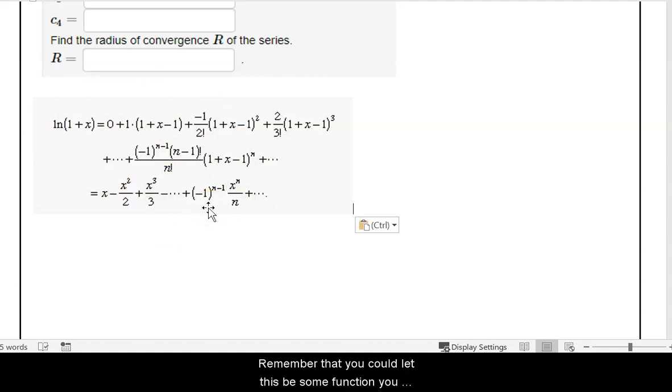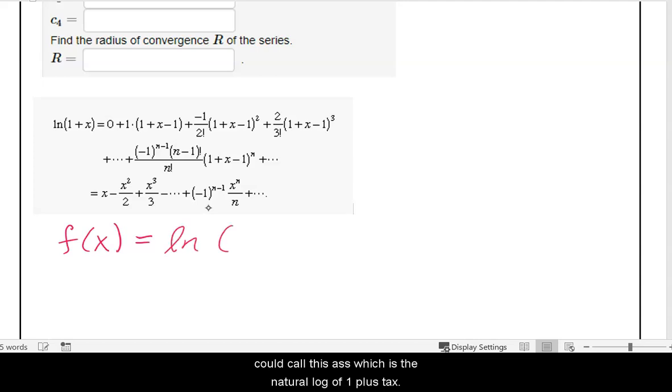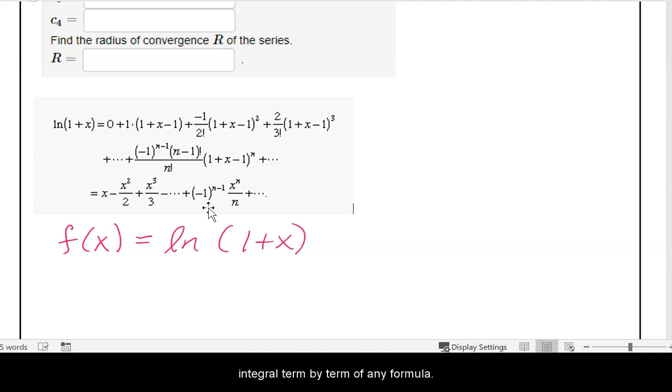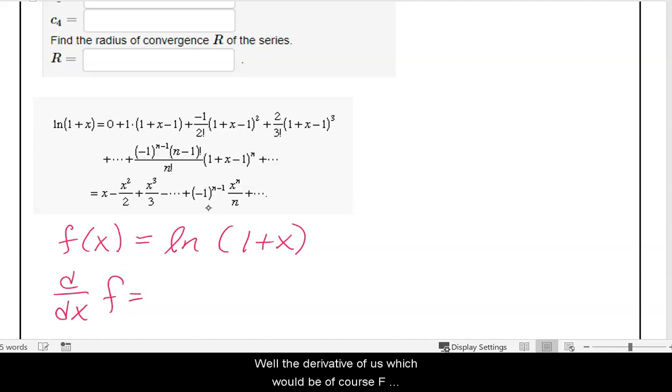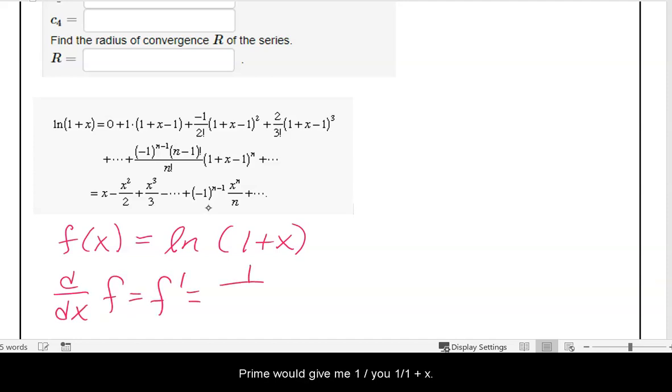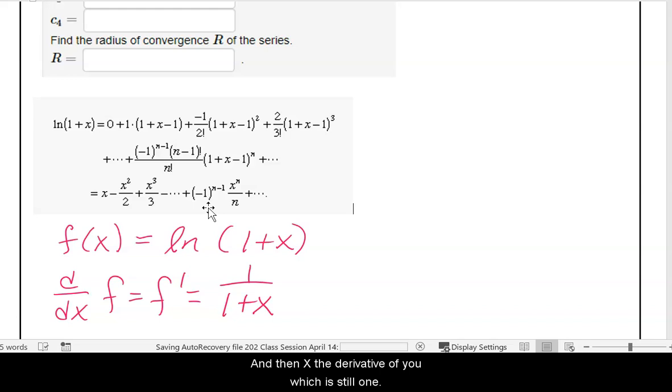Remember that you could let this be some function. You could call this f, which is the natural log of 1 plus x. But remember, we're allowed to do the derivative or the integral term by term of any formula. So for example, on this one, if I wanted to do the derivative of that, what would it give me? Well, the derivative of f, which would be, of course, f prime, would give me 1 over u, 1 over 1 plus x, and then times the derivative of u, which is still 1. But I could write this, which is the derivative of that, into a power series formula by writing it as 1 over 1 minus a negative x.